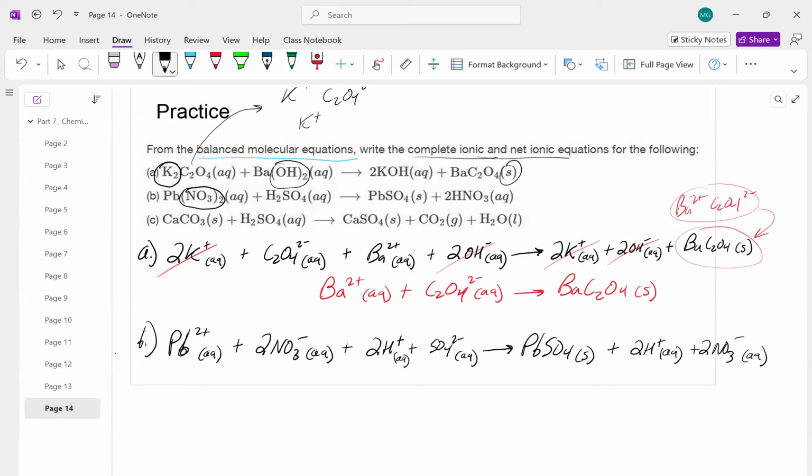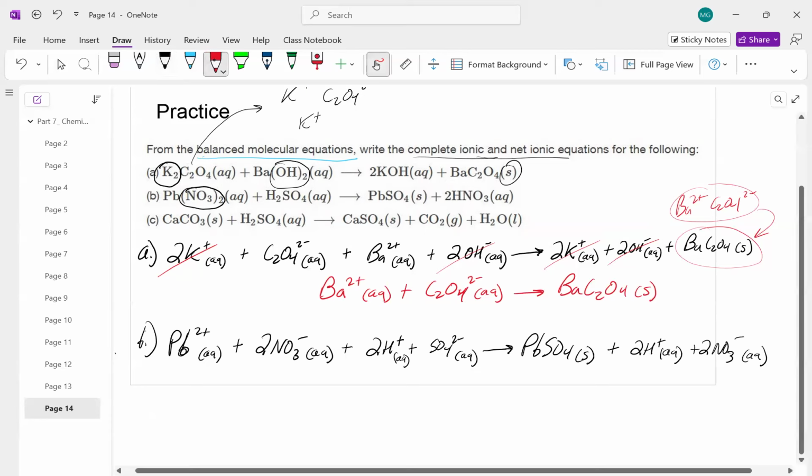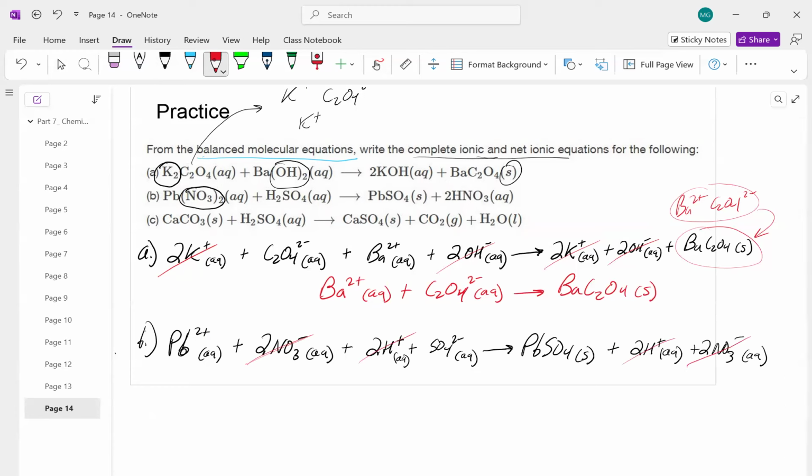Now, to get to my net ionic equation, I'm going to cross out the things I see on the left and the right. So that's my two nitrates on the left and the right, two H pluses on the left and the right, and I'm just going to indicate what is left. So that's lead 2 plus plus sulfate makes our lead sulfate precipitate.